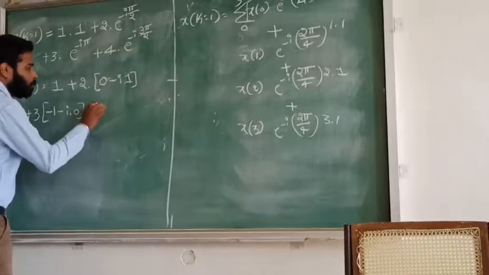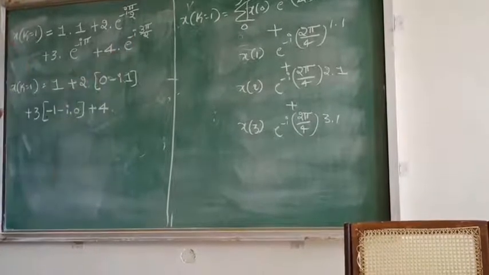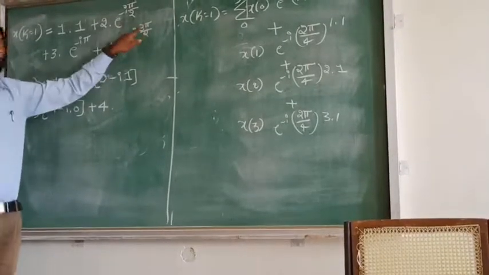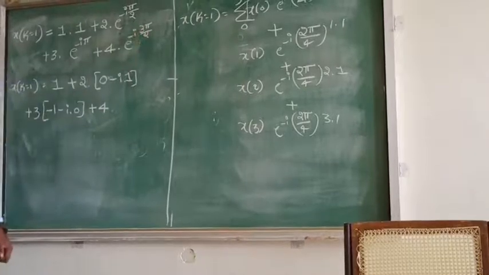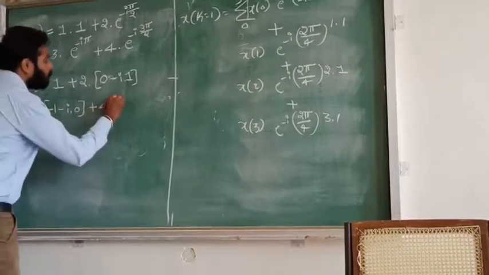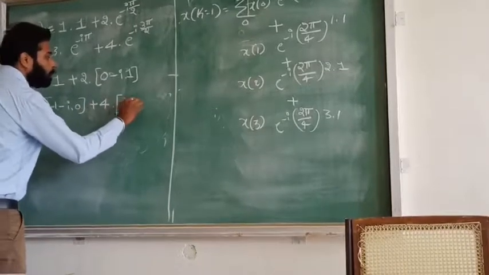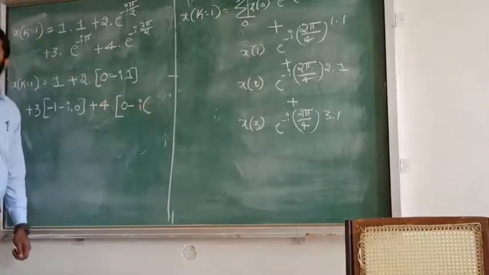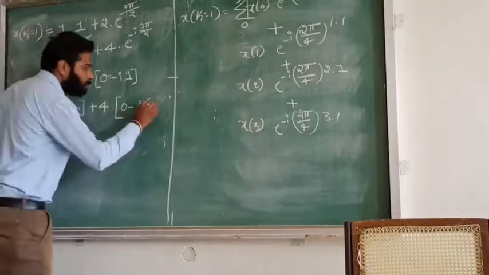Plus 4 into e raised to minus i 3 pi by 2. Pi by 2 into 3 is 270. Cos 270 minus i sin 270. Cos 270 is 0, minus i sin 270. Sin 270 is minus 1.